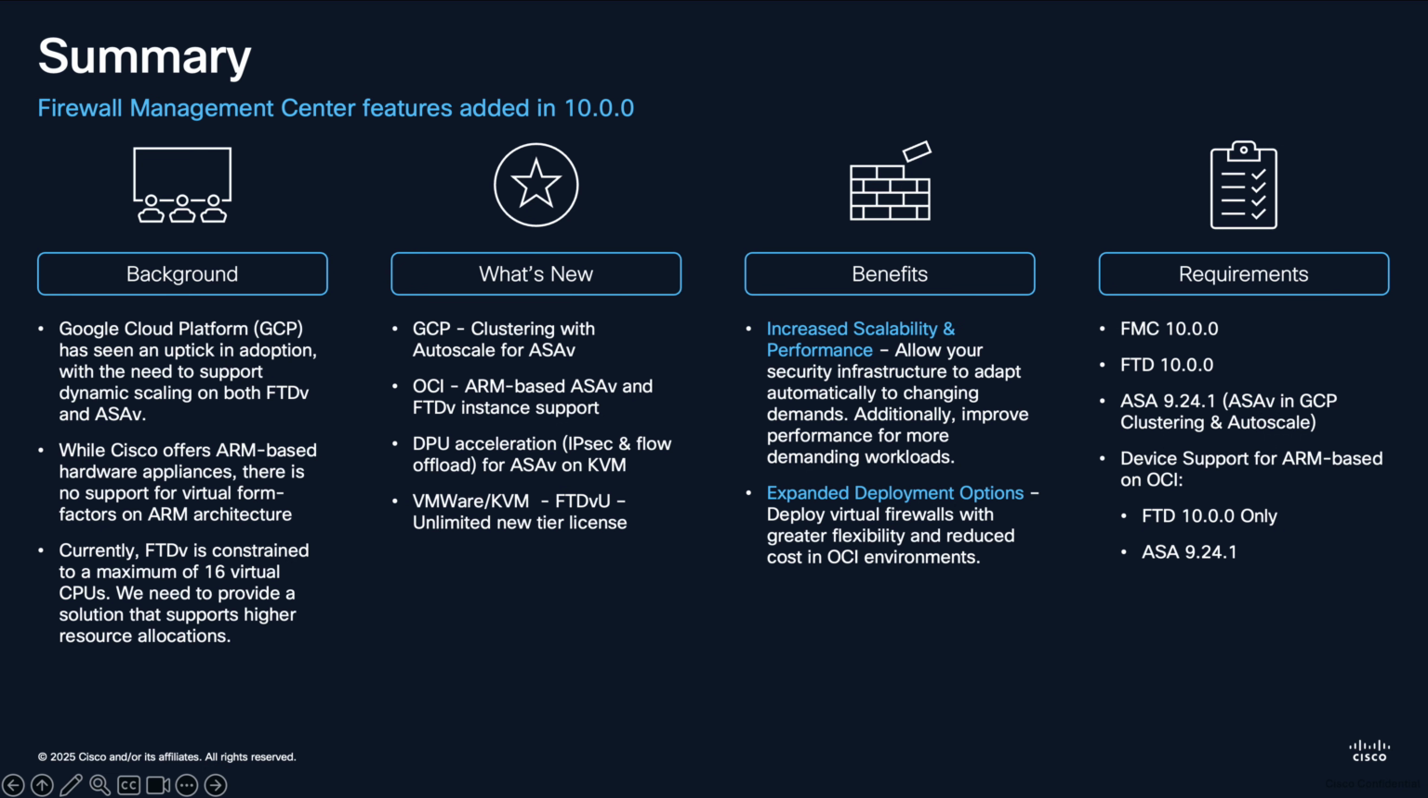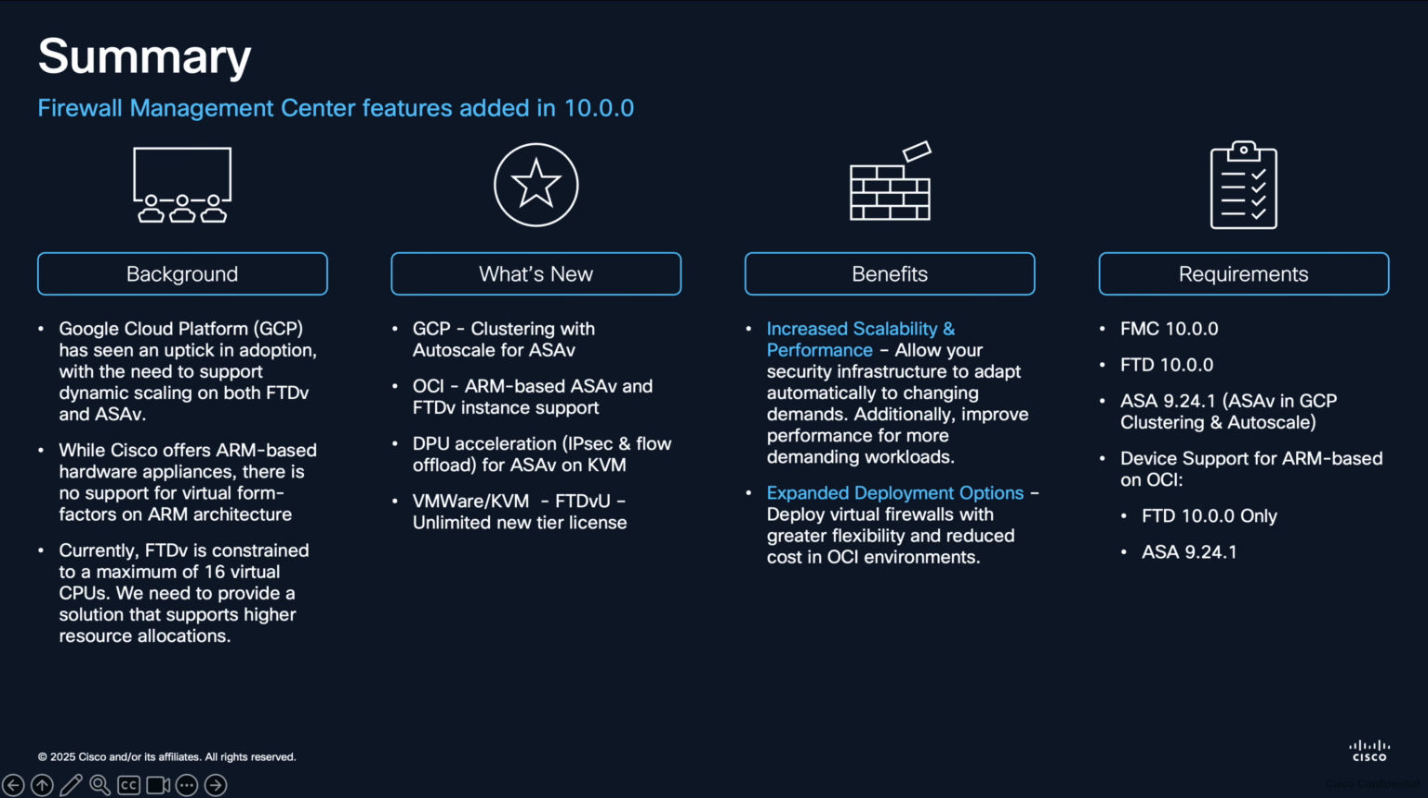So what's new in this release? We're directly addressing these challenges. For GCP, we're introducing clustering with the autoscale, specifically for ASAV, allowing for that dynamic and efficient scaling. For Oracle Cloud Infrastructure, or OCI, we're bringing ARM-based ASAV and FTD instance support, expanding our reach into that ecosystem. And for our VMware and KVM users, we're launching an FTDV-U with an unlimited new tier license offering greater flexibility.